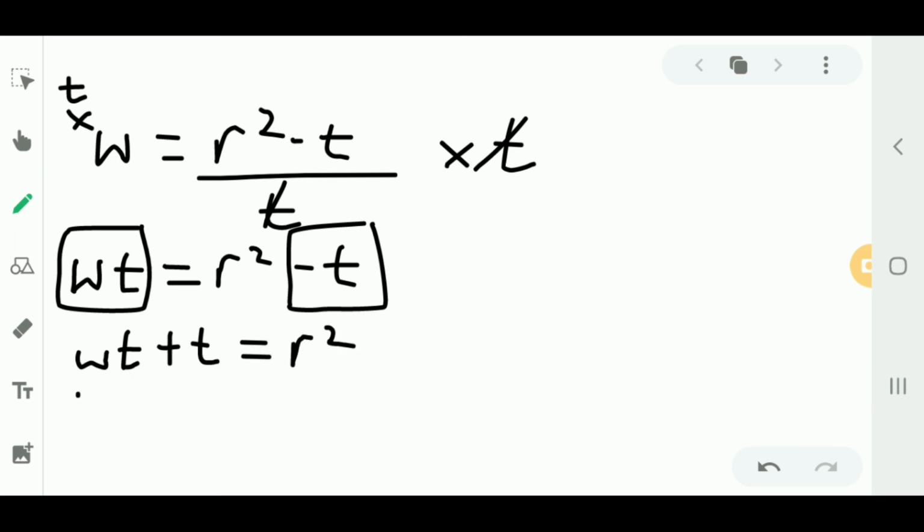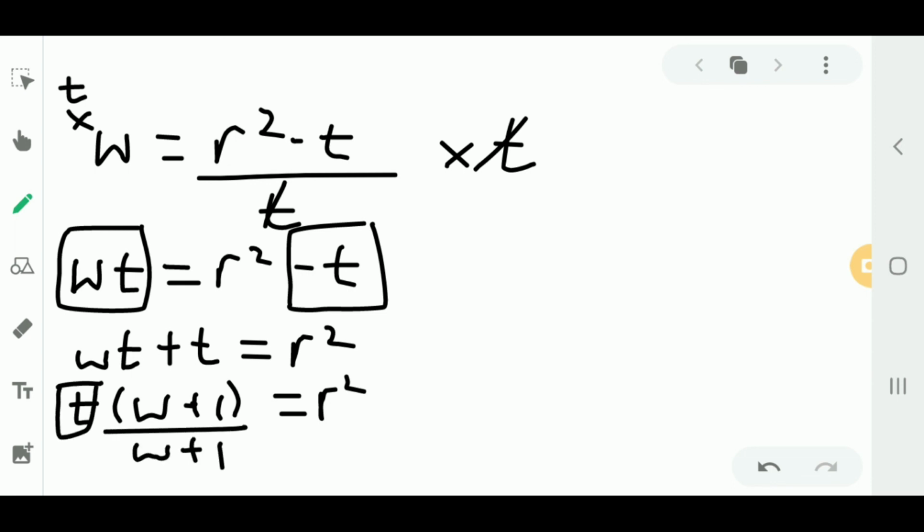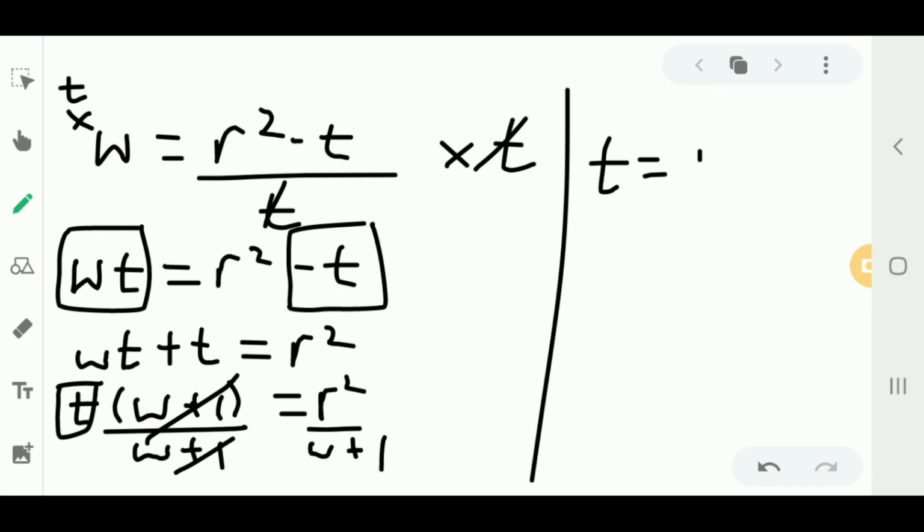Again, we factor out t here. So it's w plus 1. And because we can get t by itself, we're going to be dividing by w plus 1 on both sides. So t is equal to r squared over w plus 1.